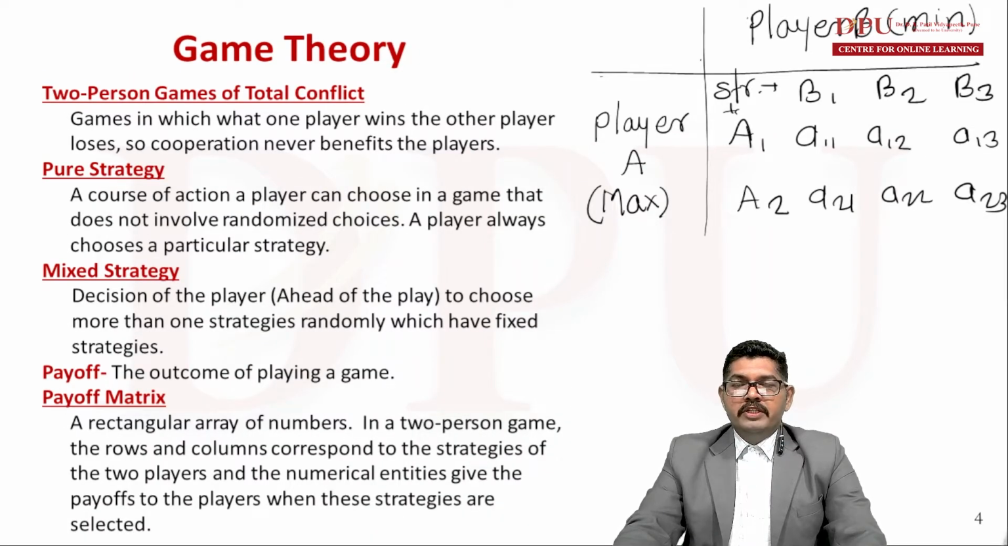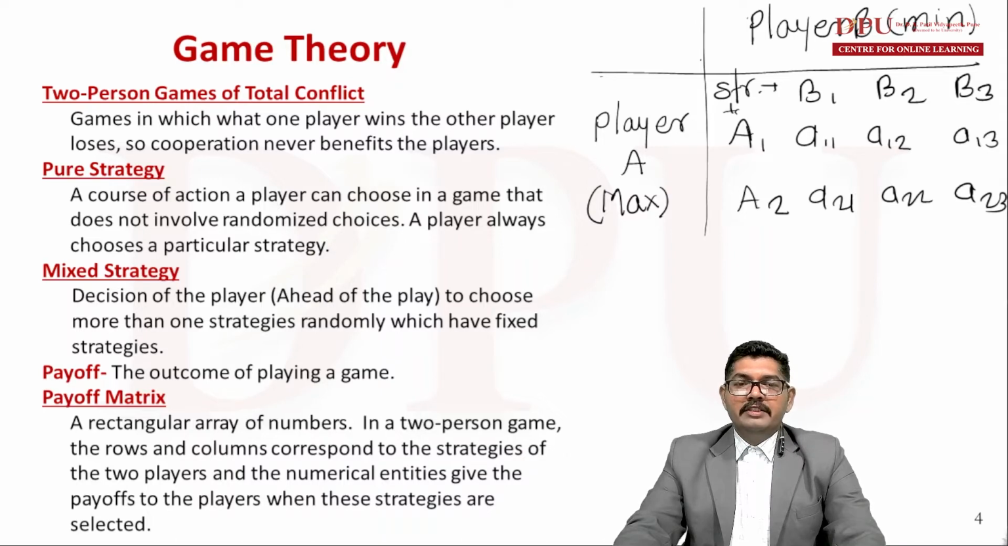These are some terms involved in game theory. Then two-person games of total conflict. These are games in which one player wins and the other player loses. If one player wins, the other player loses, so cooperation never benefits the player. So these are conflicting games, right?